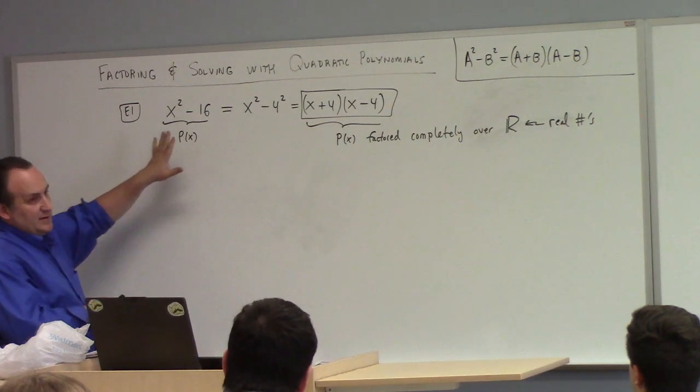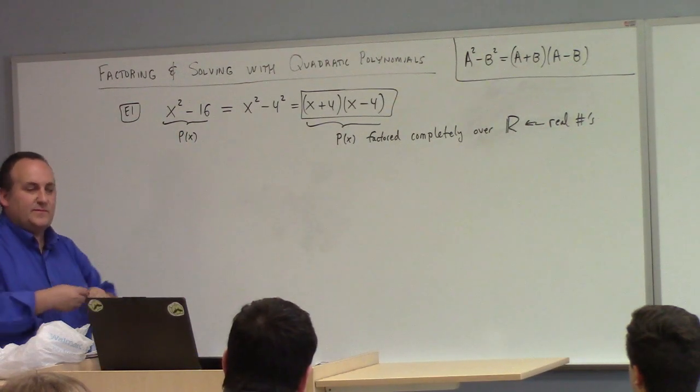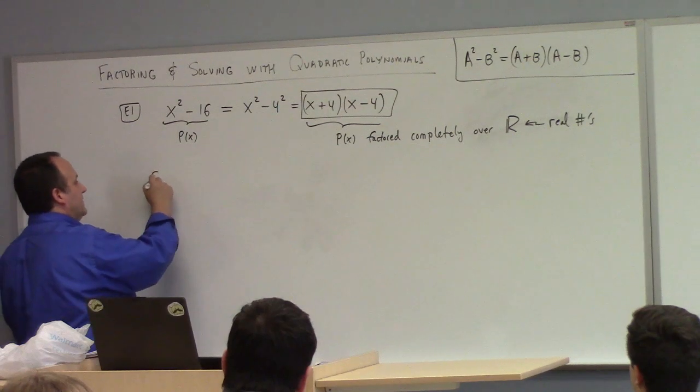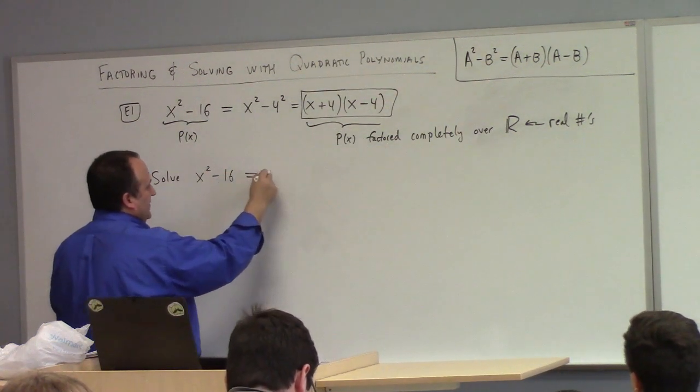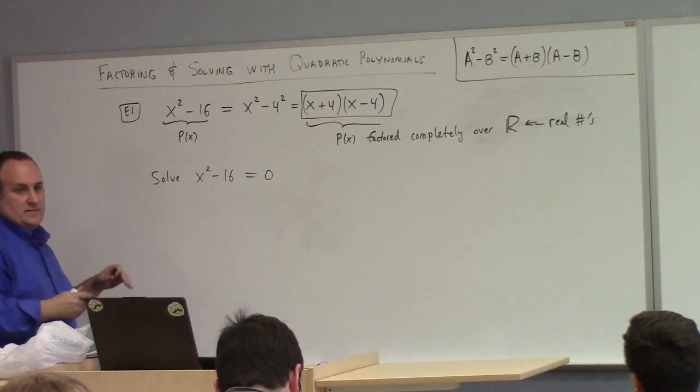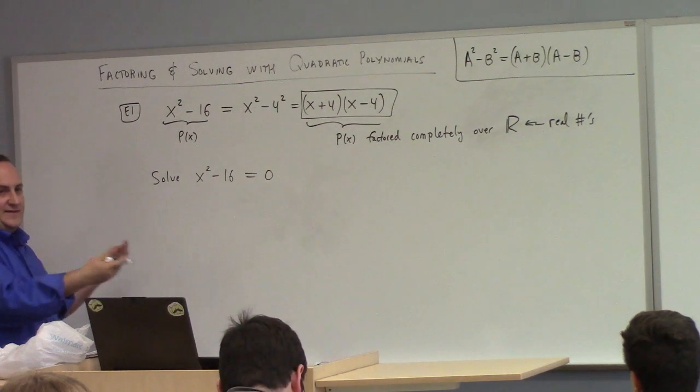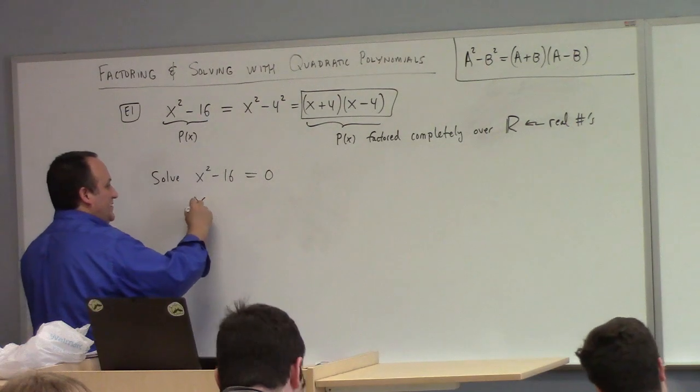Anyway, factor. Now, what's the corresponding equation? What if I say solve x squared minus 16 equals 0? Then what do we do? Well, we factor it, right? But then we do one more step, right?